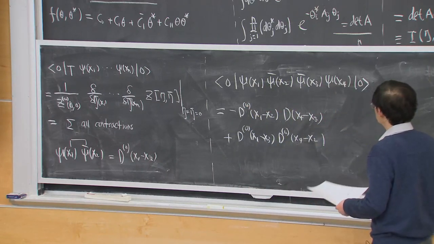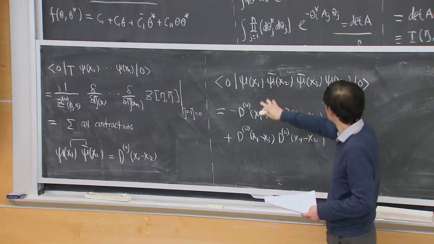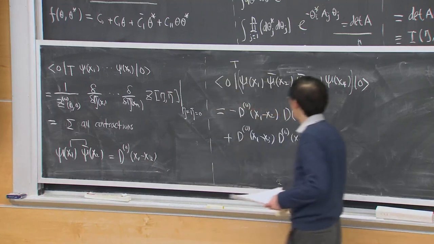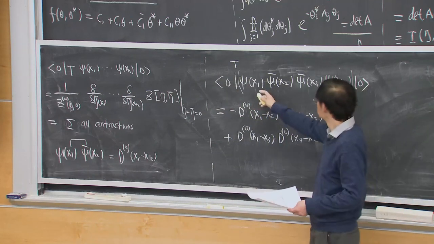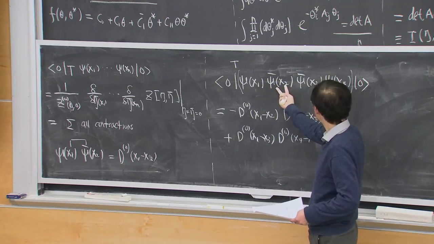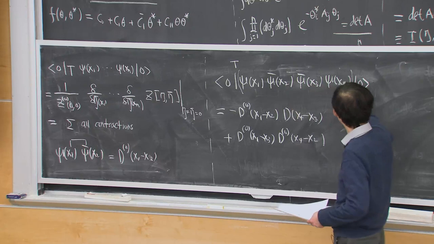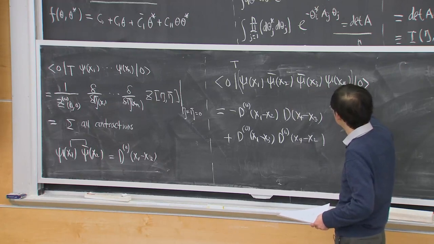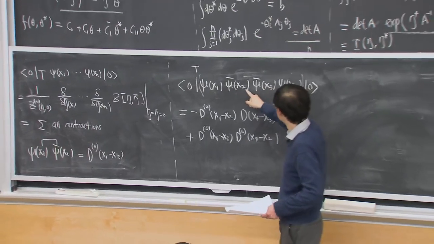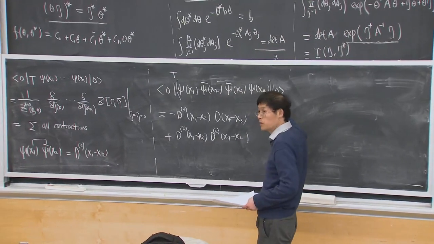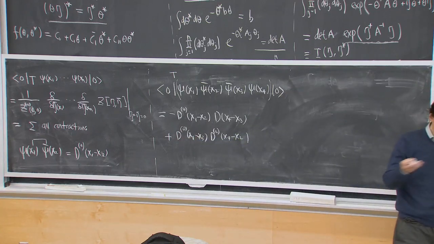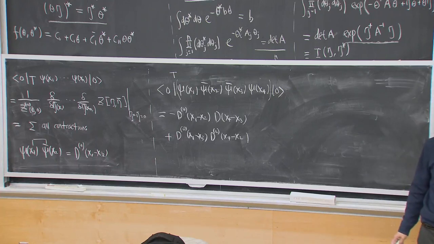So in this one, you can just change the order. Here it should be time ordered. The reason for the plus sign here is that you can shift this psi x2 by two positions to the right of the psi x4, and then these two become labels, and then psi 4 and psi 2 will be labels. So you just get a positive sign. You just have to be careful about the sign.